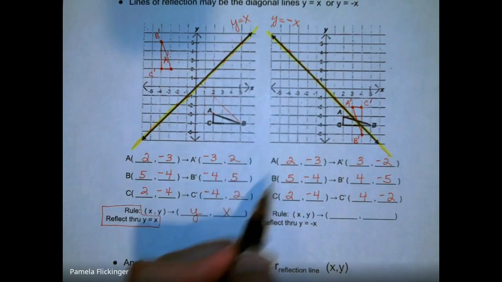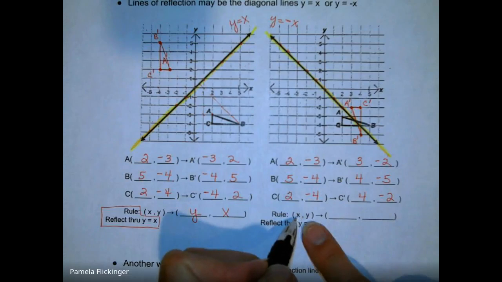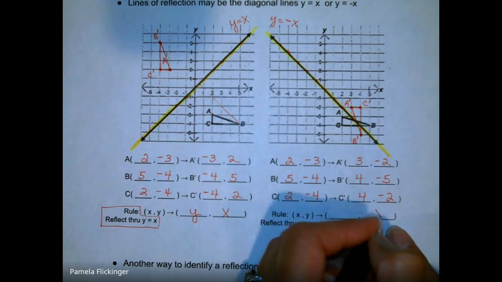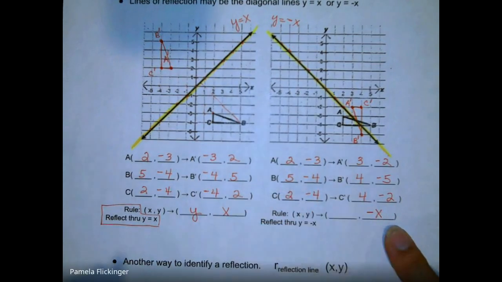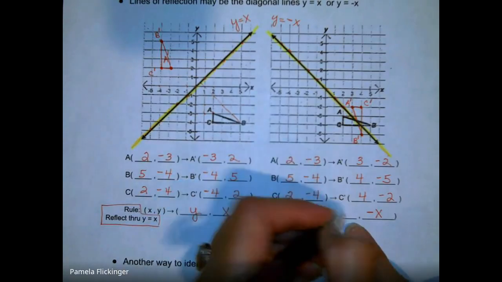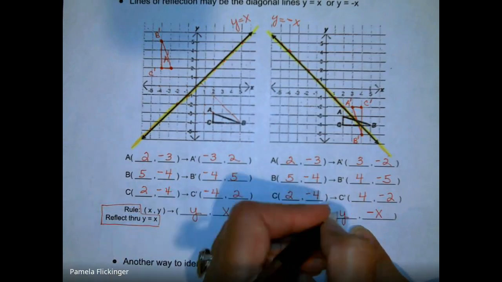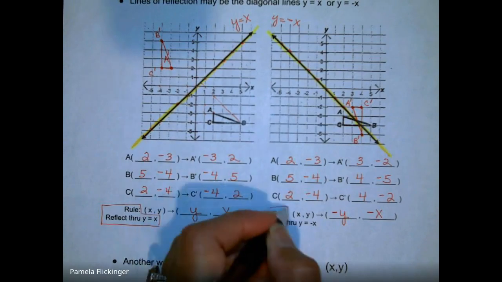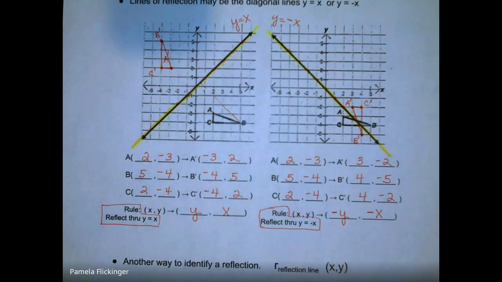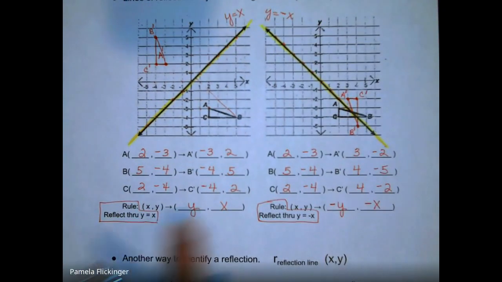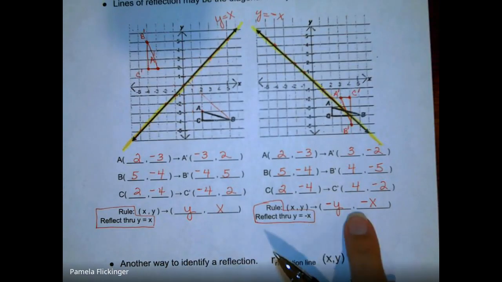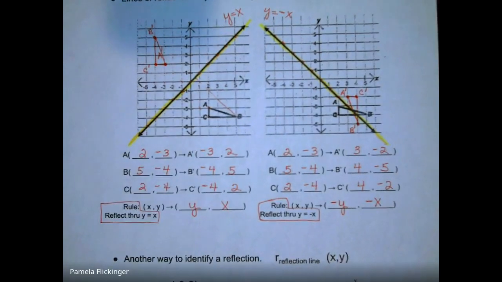So let's take a look. So all of our ordered pairs started as x comma y. So what happened to the x? The x went to the y coordinate, but it became the opposite of what it was. The y coordinate moved to the x coordinate spot and also became the opposite of what it was. So this rule is slightly different, as it should be, because it's a different line of reflection. So for the y equals positive x, the x and y just switch. But for y equals negative x, they switch and become the opposite.